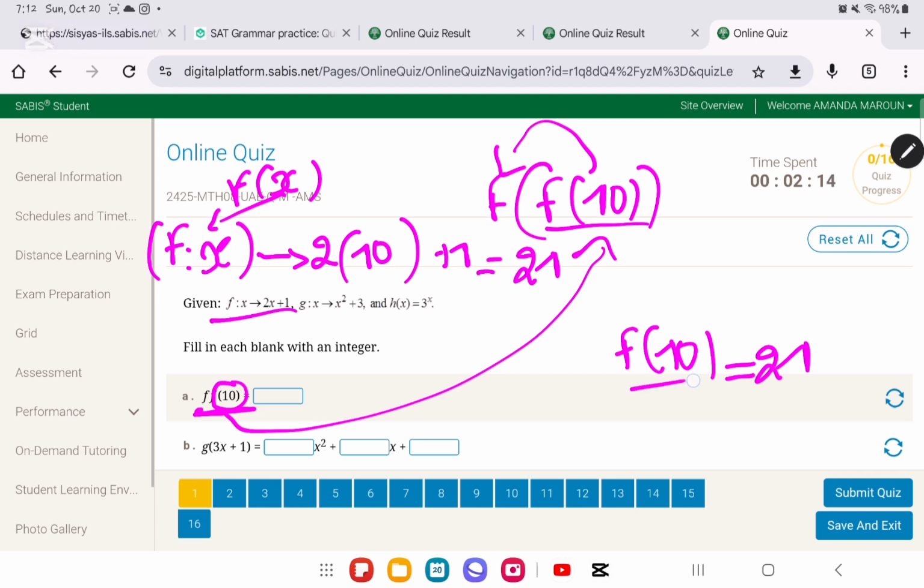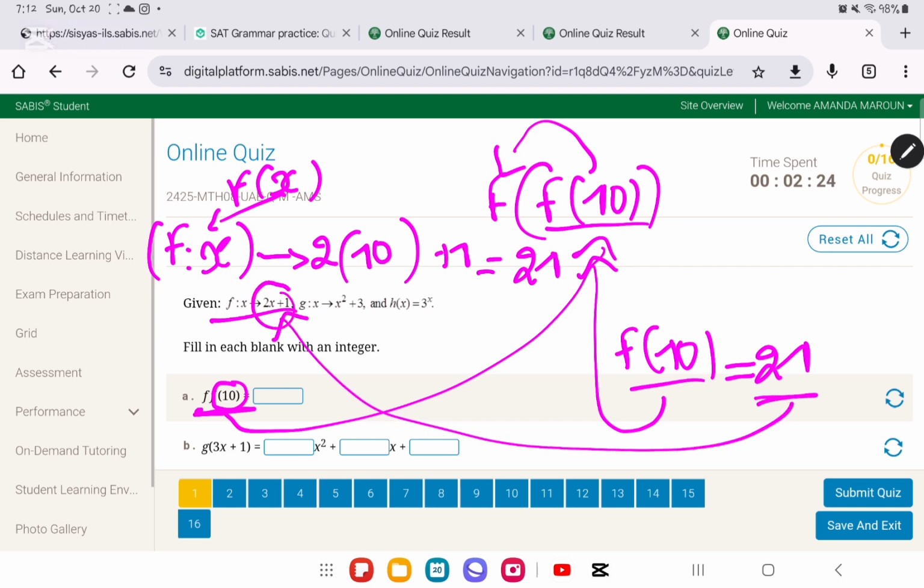But now we need to replace the f(10) inside f again. So now what's happening? We're replacing 21 over here. So every x, we will replace it by 21. So now it became f(21) gives us 2 times 21 plus 1. If you can do it mentally, you can do it on the calculator. 2 times 21 is 42. Plus 1, we will get 43.